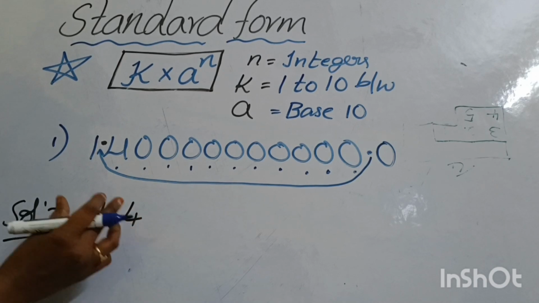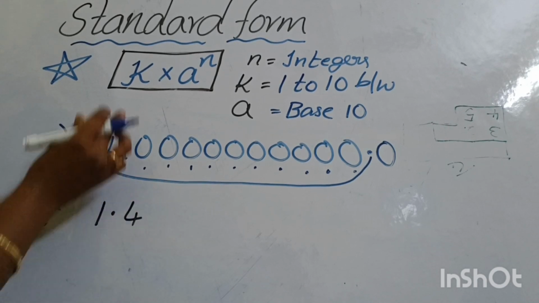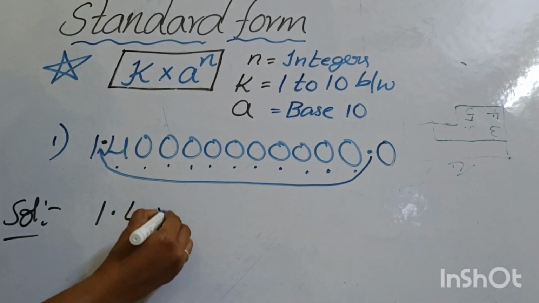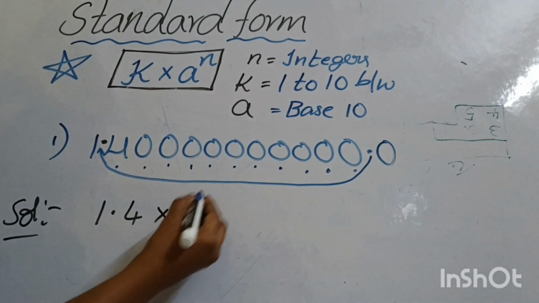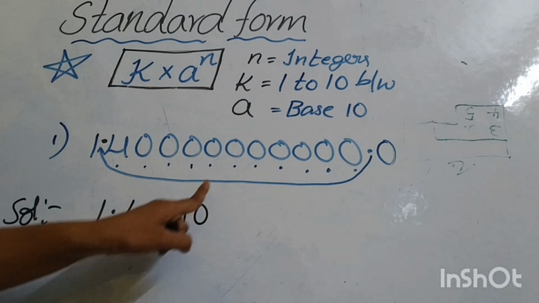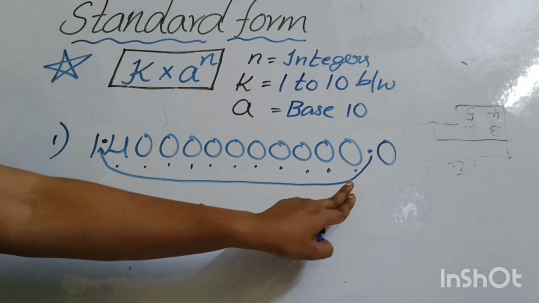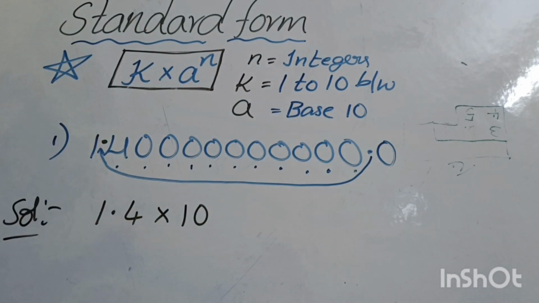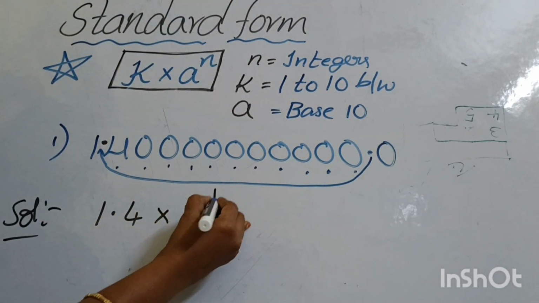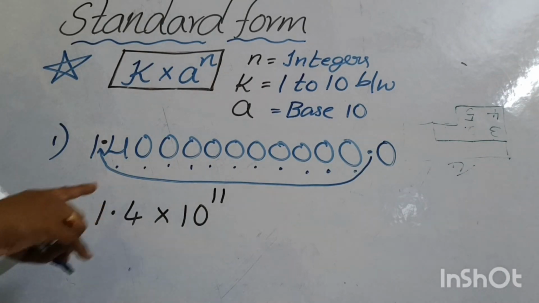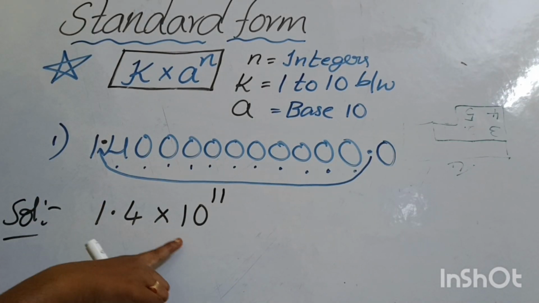1.4. Okay, the numeral part you have to write as k into a. A should be what? 10, because I said base 10, right? 10 power how much should I write? How many steps did we go back, from right side to left side? 11 steps. That you have to express here as a power. That's it. See how easily it is now turned into a short form, right?